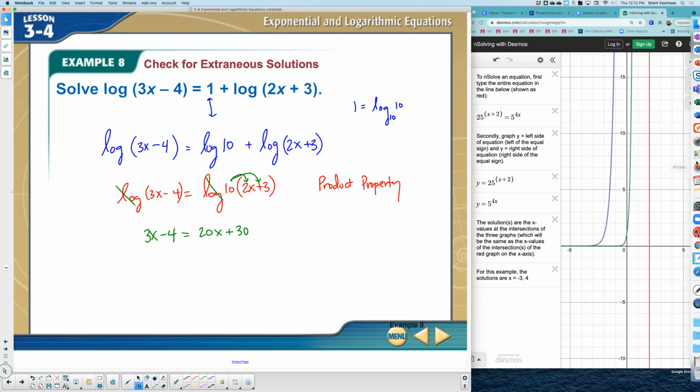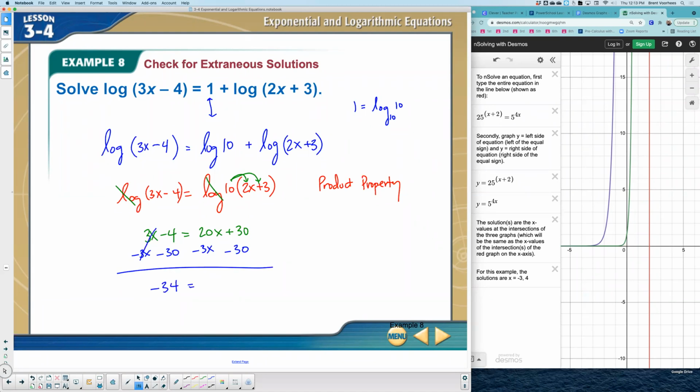Here I will simplify. Let's subtract 30. Let me fix this. Subtract 30 from both sides, and I'm also going to subtract this 3x across. And we find out that we have negative 34 equals 17x. And since that 17 is multiplying, all I would do is divide by 17 for my solution.